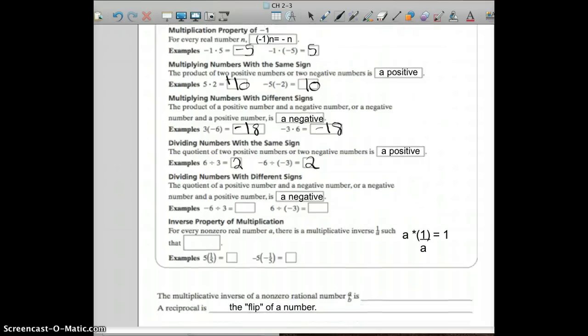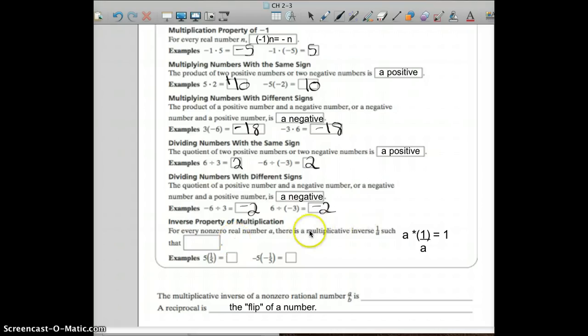Dividing a positive and a negative or a negative and a positive is going to result in a negative number. So again, we look at -6 divided by 3 is going to leave us with -2. And then 6 divided by -3 also leaves us with -2.